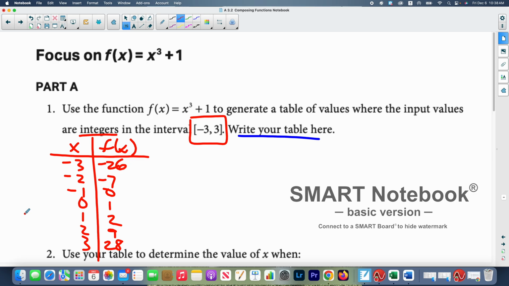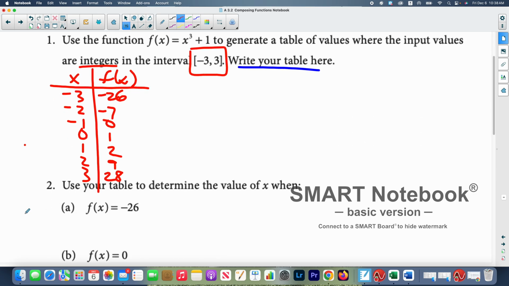On question 2, use the table that we just created to determine the value of x when this is true. So what information did they give me here? The y. That's y equals that. So when y is -26, x is -3. All right? You go finish the rest. Go do B, C, and D. Probably shouldn't take you very long.